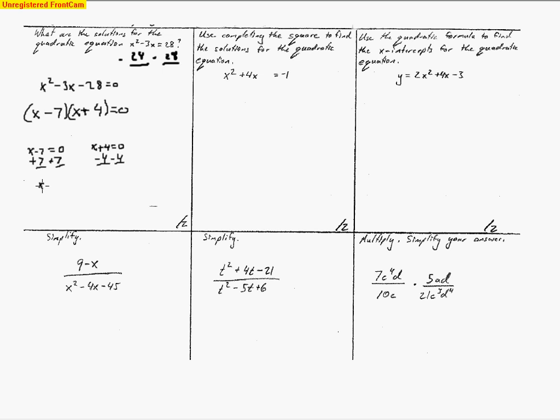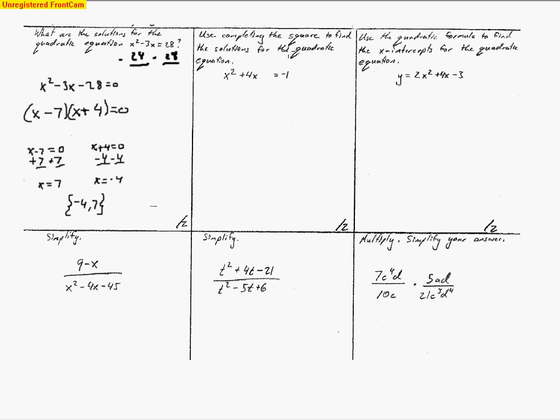So x can either be 7, see, 7 minus 7 makes 0, which will multiply to equal 0. And over here we have negative 4, which means that negative 4 plus 4 makes 0. 0 times a number makes 0 as well. So those are the two solutions. They're also called zeros, they're also called roots, they're also called x-intercepts. So there it is.